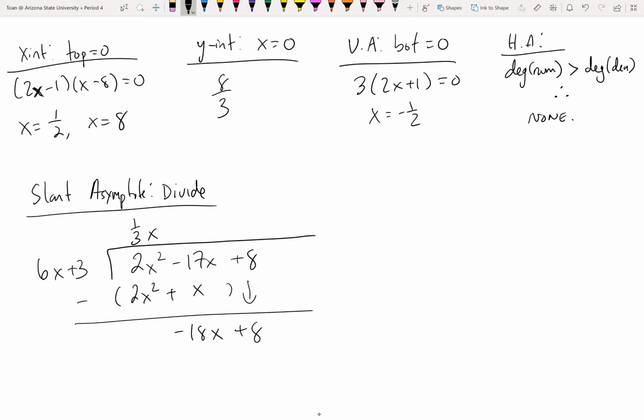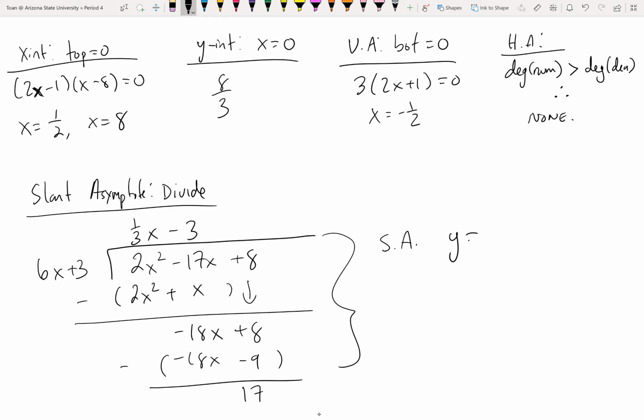Go ahead and divide. So that's going to be a negative 3. Multiply: negative 18x minus 9. And then we'll go ahead and subtract, which gives us a 17. So everyone agrees that the 17 is a remainder, but the idea is your slant asymptote is the quotient without the remainder. So all of this work tells me that my SA, my slant asymptote, is y equals 1/3 x minus 3. That's how you find slant asymptote.